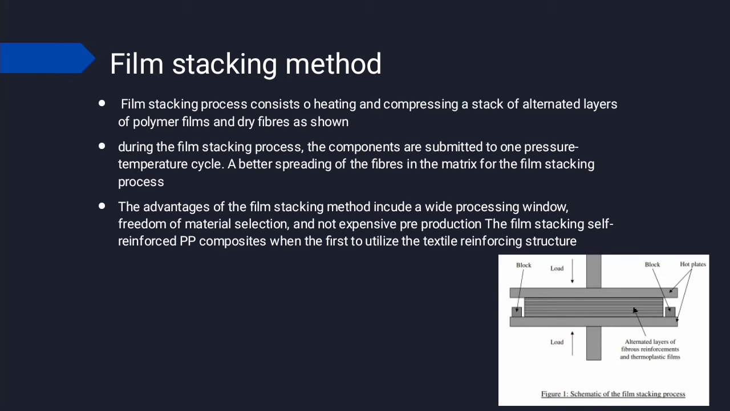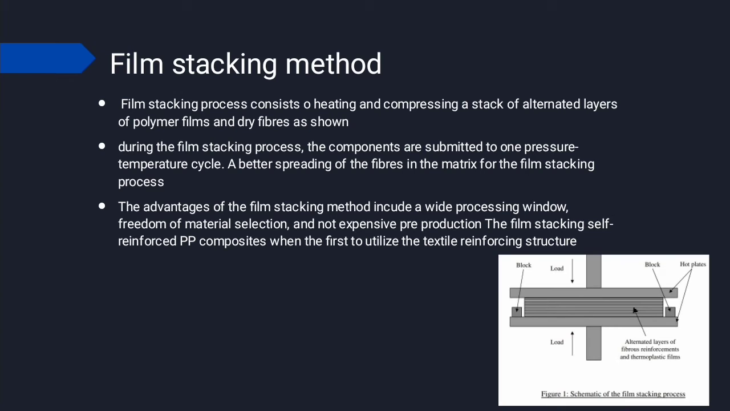So film stacking is nothing but the process of consistent heating and compression of a stack of alternated layers of a polymer film and dry fiber, as also shown in the figure. During the film stacking process, the component is submitted to one pressure-temperature cycle, giving a better spreading of fiber in the matrix.